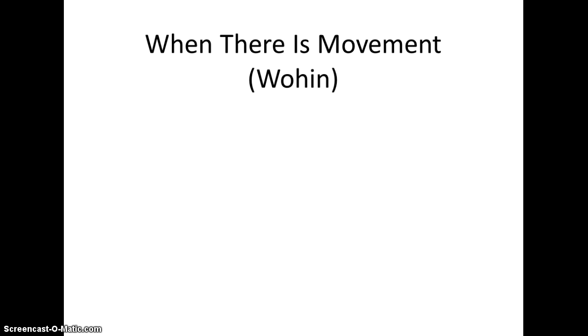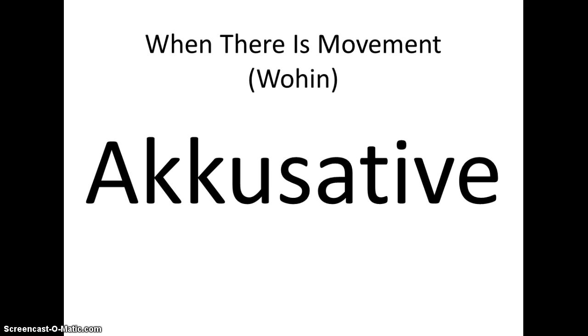First off, when there is movement, or wohin, you use accusative. A visual way that you can remember this is if you take the A from the accusative and put it on its side, it kind of looks like an arrow. Accusative represents movement.